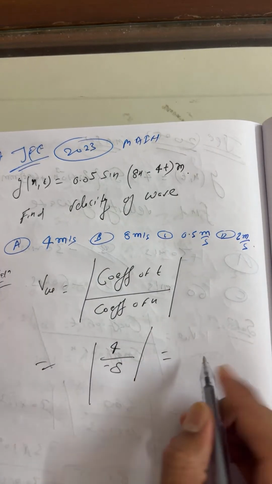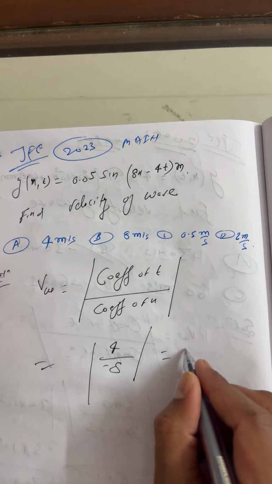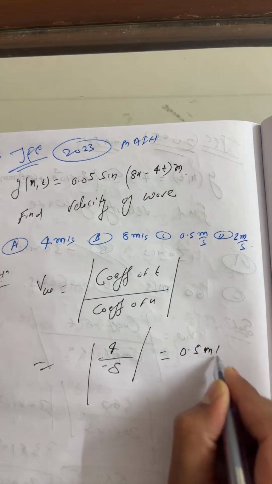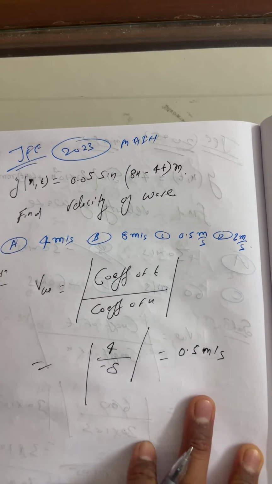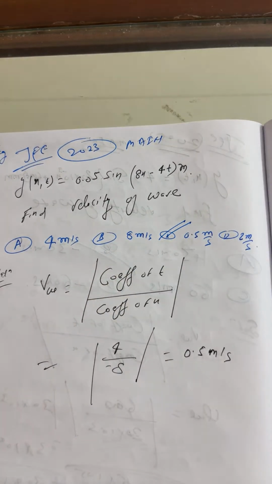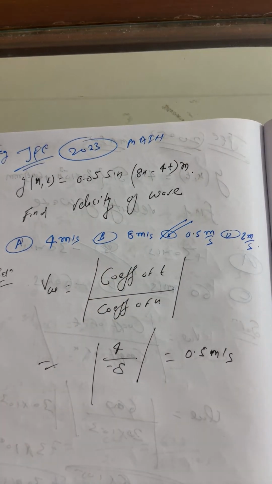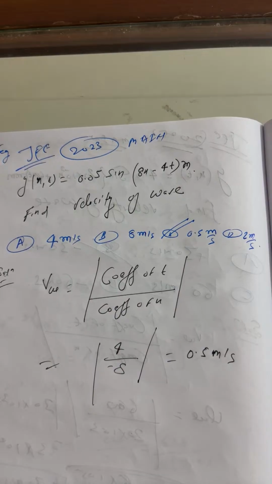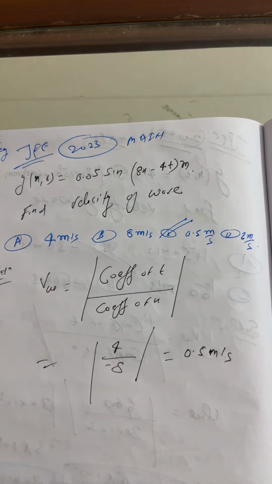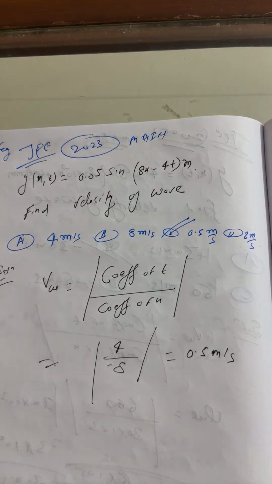Minus, no need to worry. Basically 1 by 2.5. Just remember how they are asking the question here. Zero point 0.5. Very good. I'm very happy to see everyone here. What we can see: 0.5 meter per second.